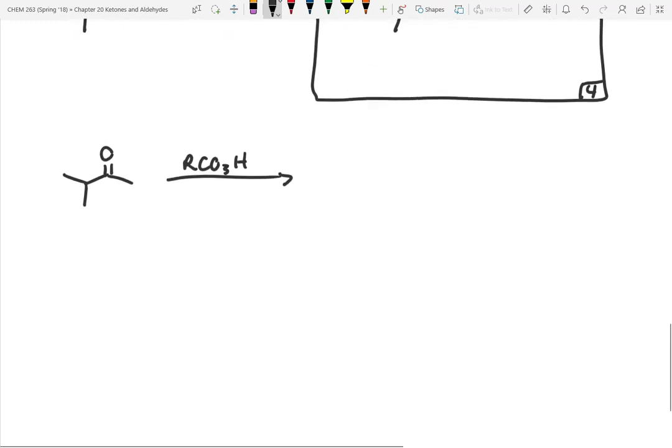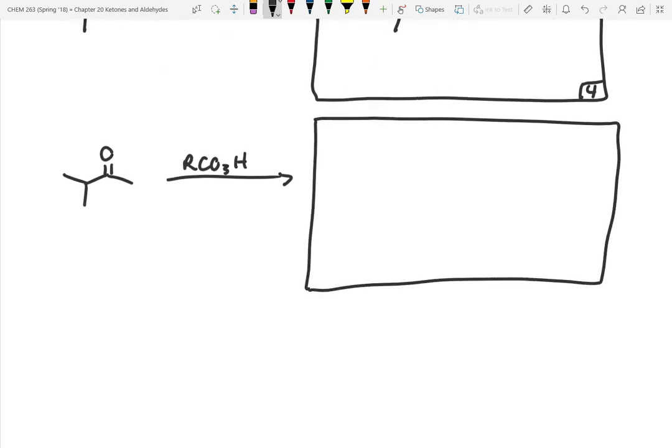So this time we've got an isopropyl group on one side and a methyl group on the other. We need to predict which side the oxygen will get inserted into. So let's label these. This carbon we know is primary, or actually methyl, excuse me. Then over here, we've got a secondary carbon. So is it going to insert on the left or the right-hand side? Left.